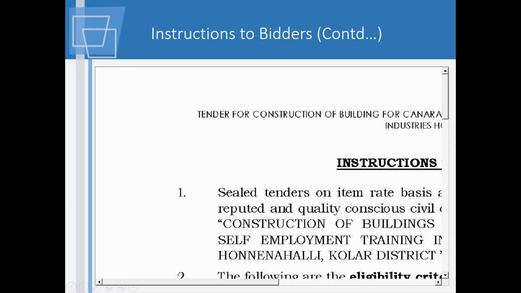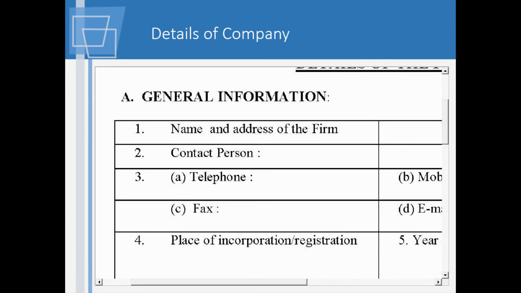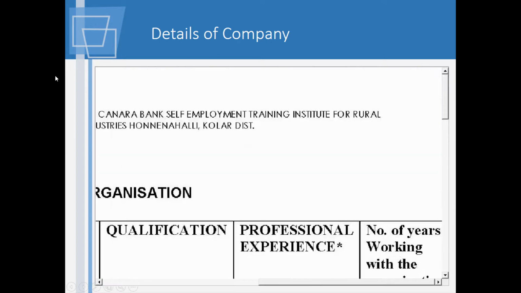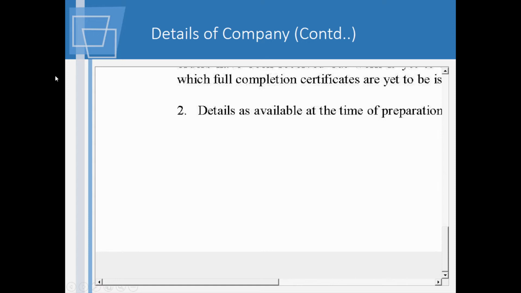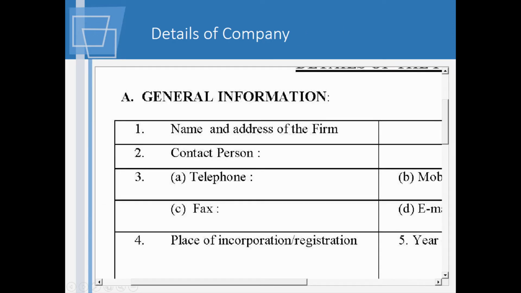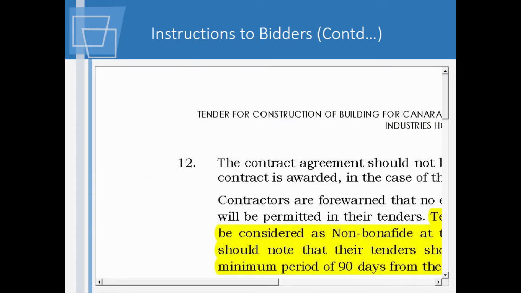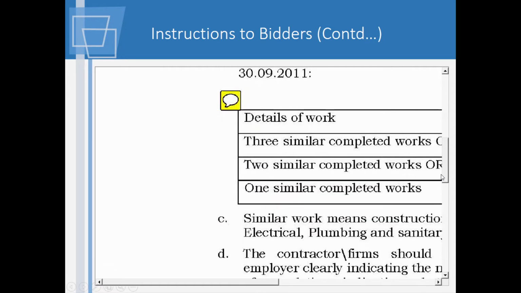So another thing is also that they are also giving you the price of the tender, like at what cost you will be most likely executing the work. I'm sorry, I just went too fast. Okay. Yeah. So these are the general instructions. Yeah. We'll go back one more slide.